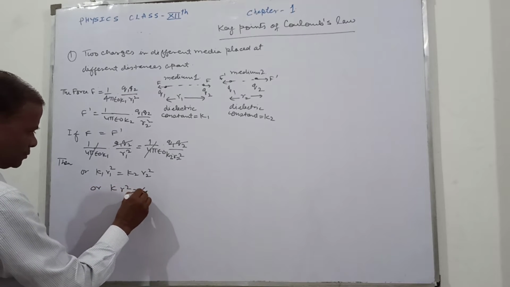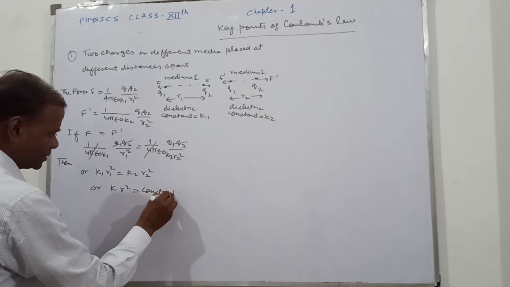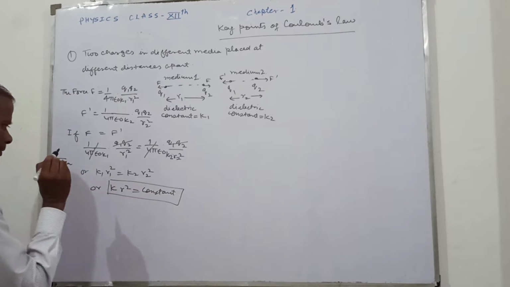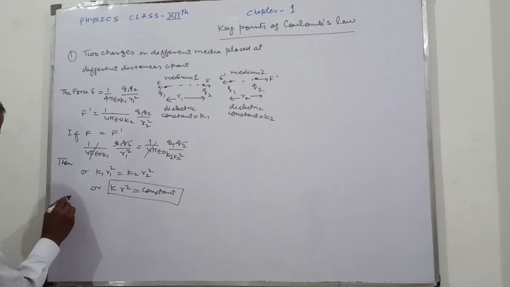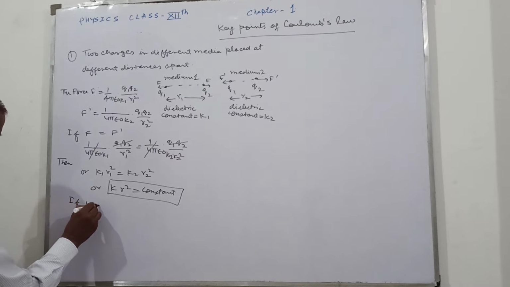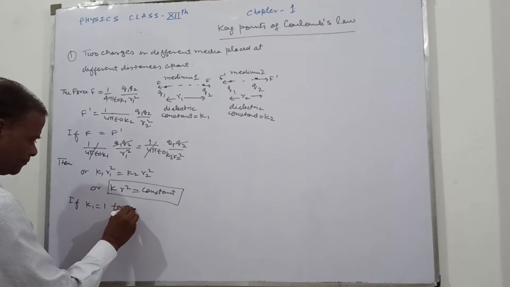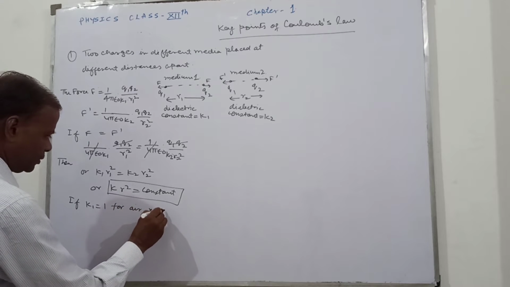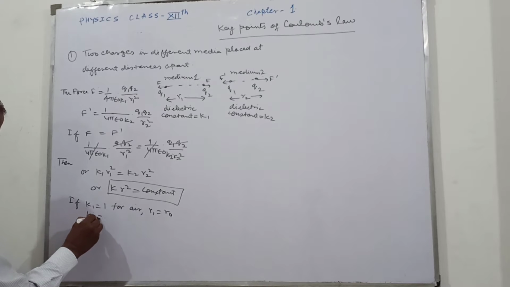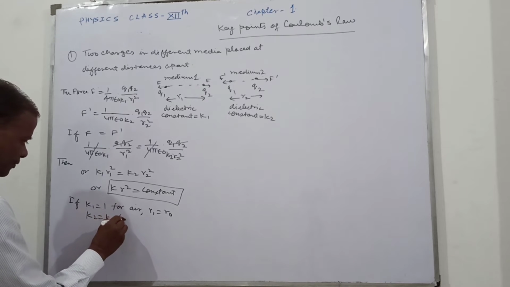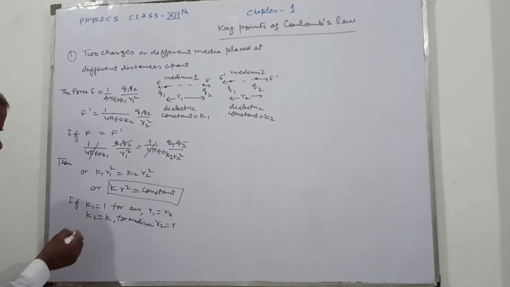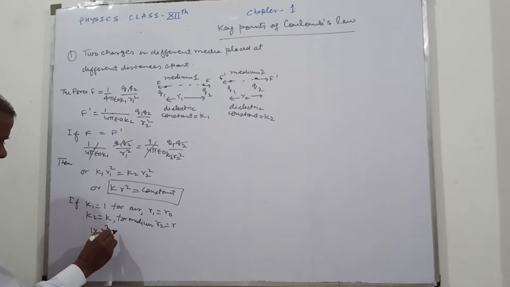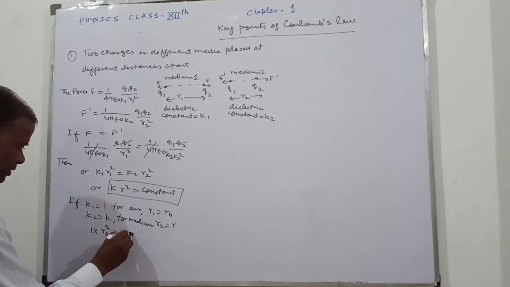Or KR square equal to constant. So if we take K1 equal to 1 for air, and R1 equal to R0, K2 equal to K for the medium, and R2 equal to R, then from this relation we have 1 into R0 square equal to K into R square.